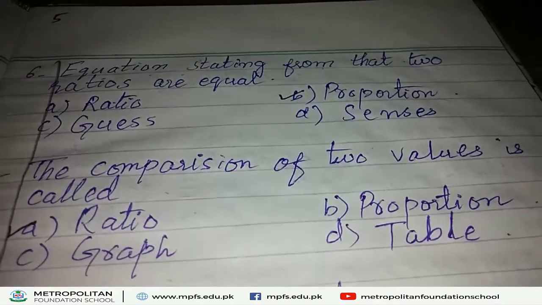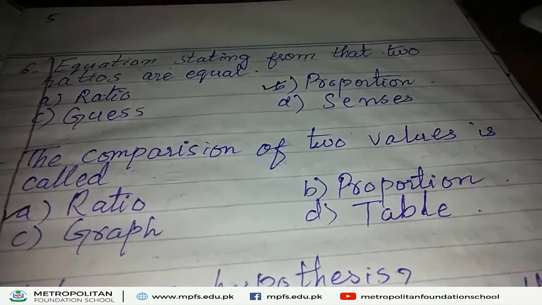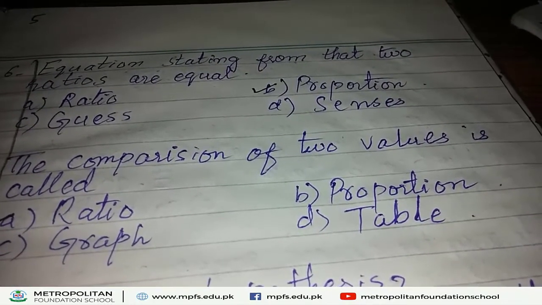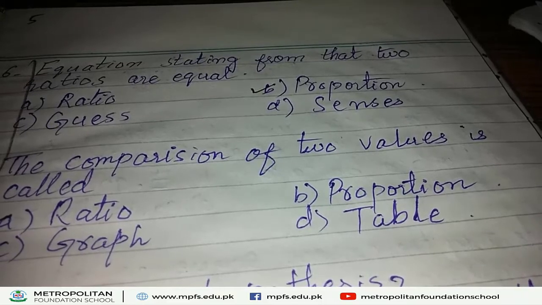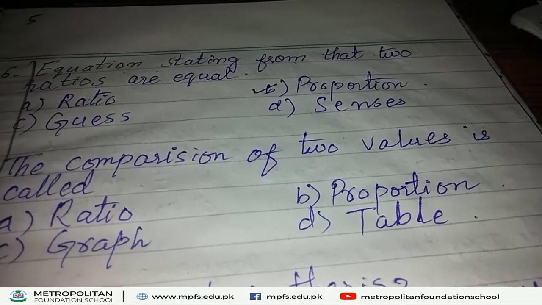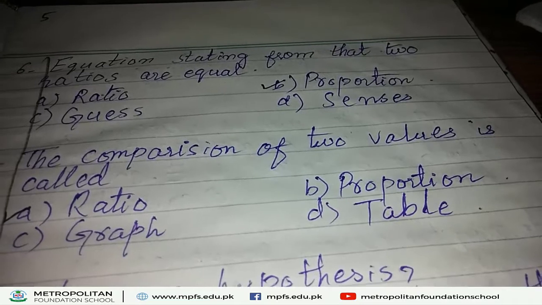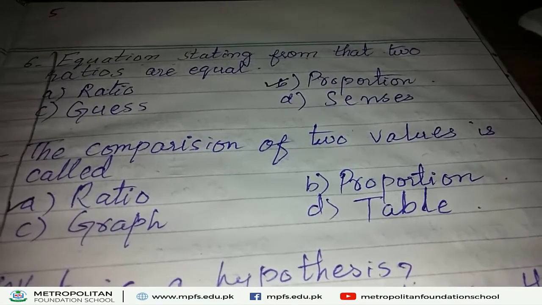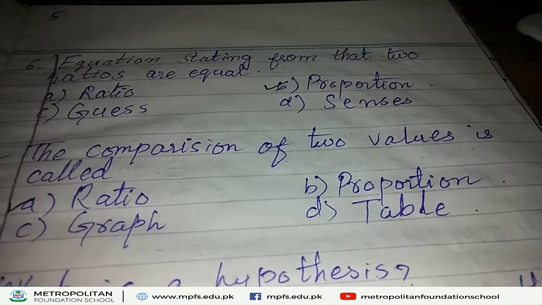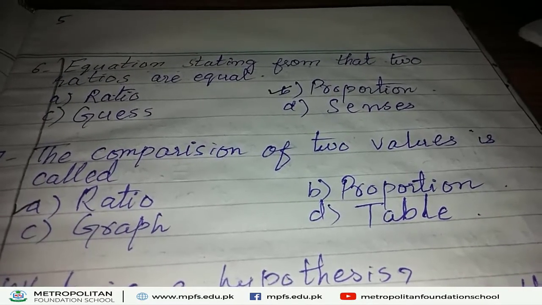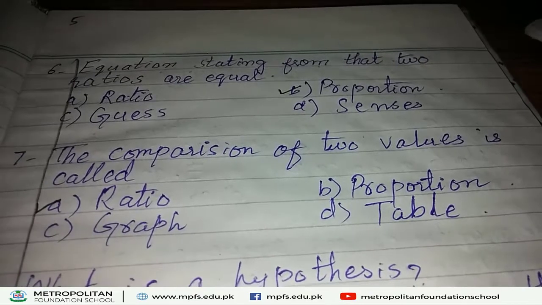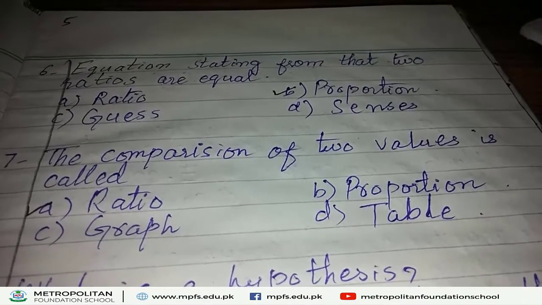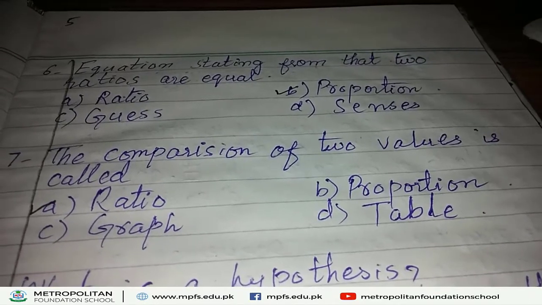Now move next. The comparison of two values is called option A, ratio, option B, proportion, option C, graph, and option D, table. So the correct option is option A, ratio. When we compare two values, this is called ratio.